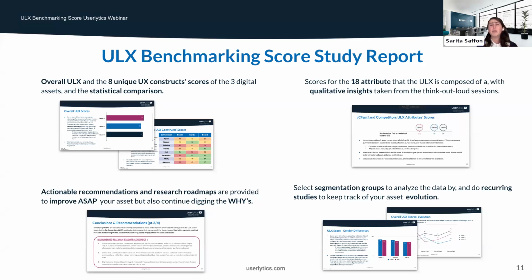Because in the final report, you don't just receive one single ULX score for each of those different assets, but you also get the 8 unique construct scores and the 18 attribute scores paired up with qualitative insight that is going to provide you the whys of those quantitative metrics that we see. Also, we provide actionable recommendations and research roadmaps that will allow you to take action immediately, but also to plan that research roadmap in order to see exactly in which areas you have to focus the research.